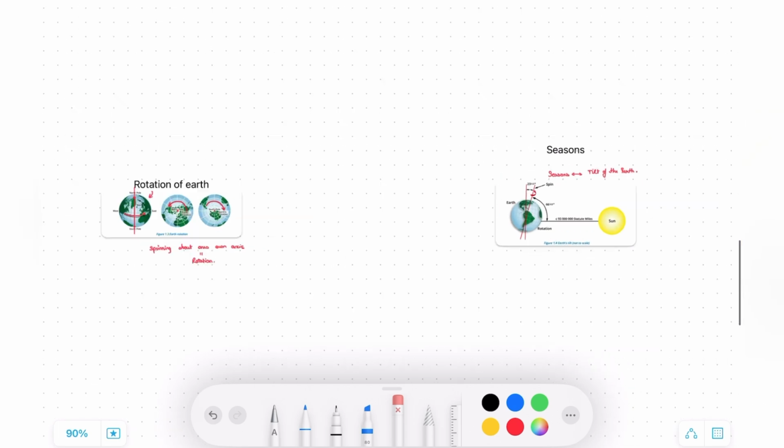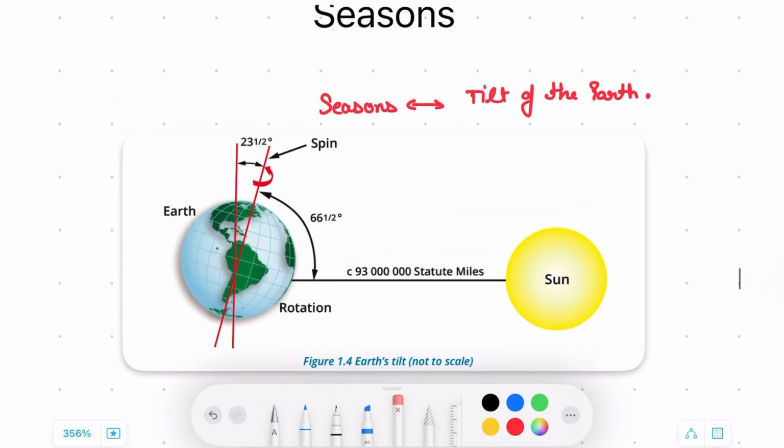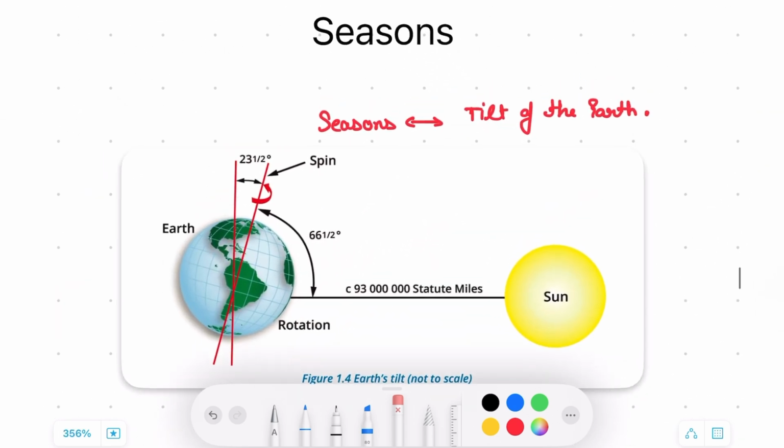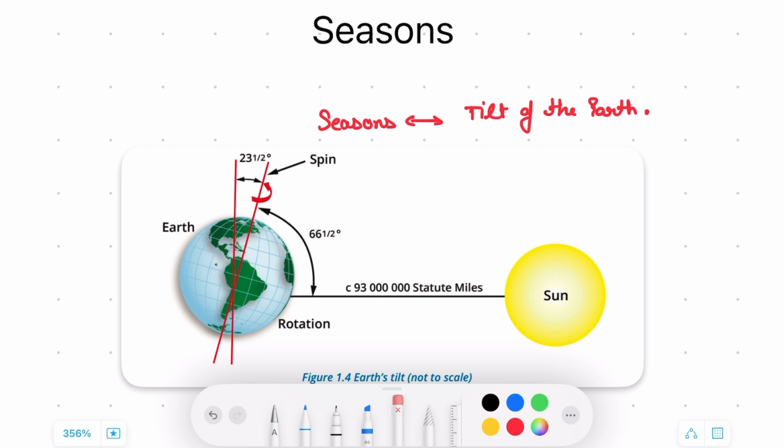It is slightly skewed by an angle of 23.5 degrees. It is because of this tilt that we have seasons. It is because of this tilt that some portions of the earth get heated up slightly more than other portions. It is because of this uneven heating that we have seasons. It is because of this uneven heating, which is in turn because of this tilt, that we have weather systems and weather patterns blowing around the earth, right?